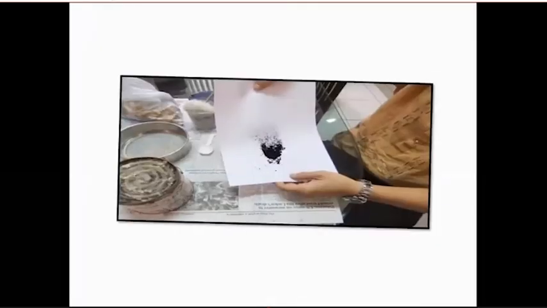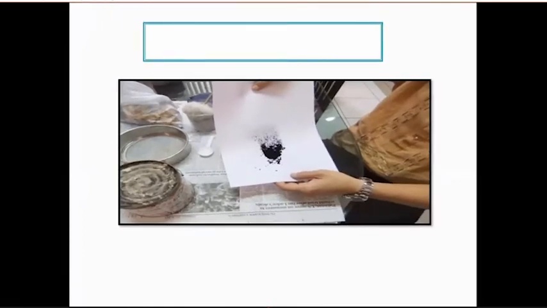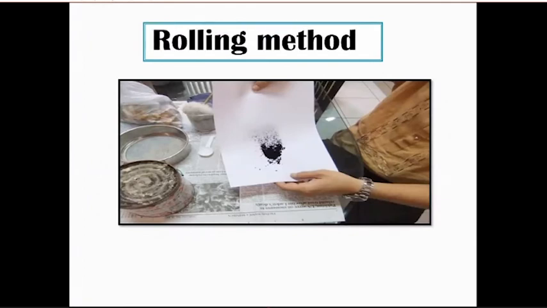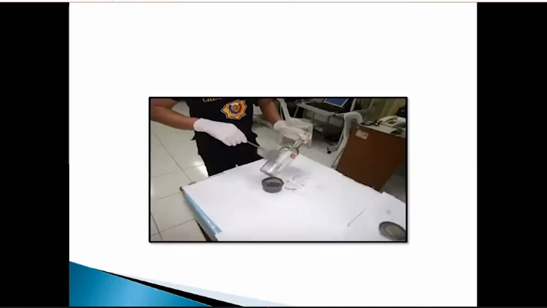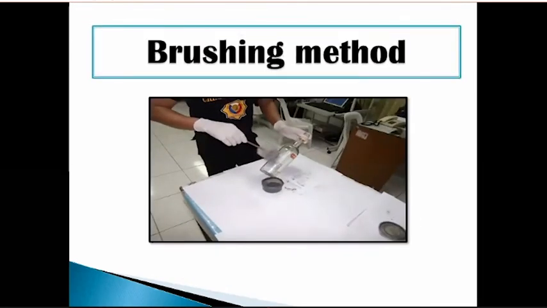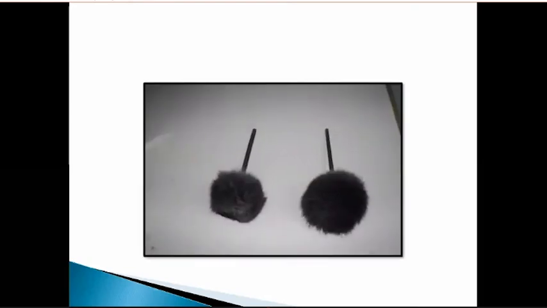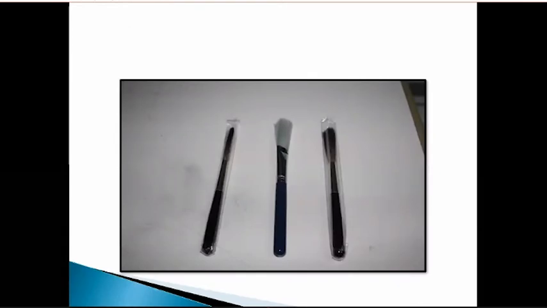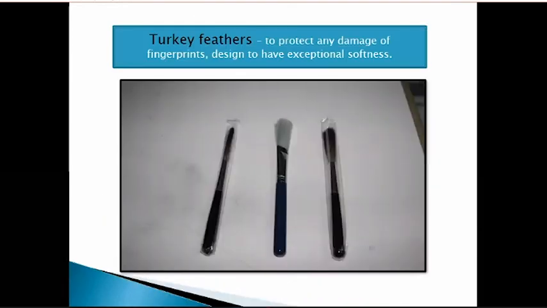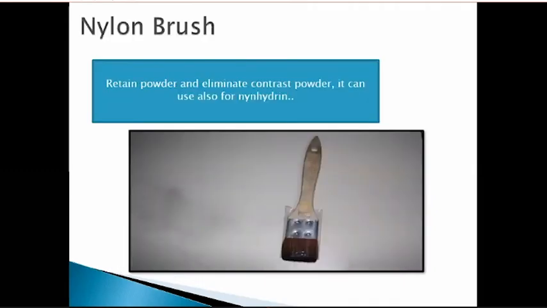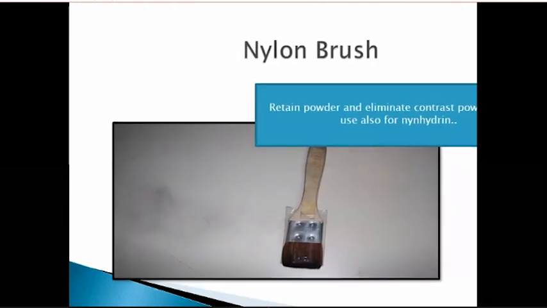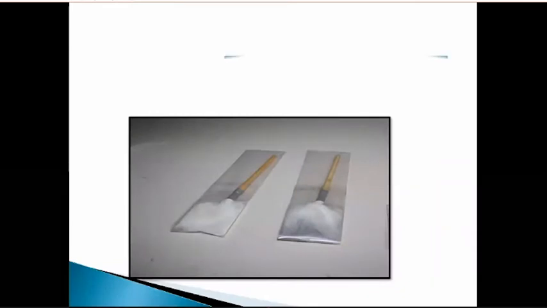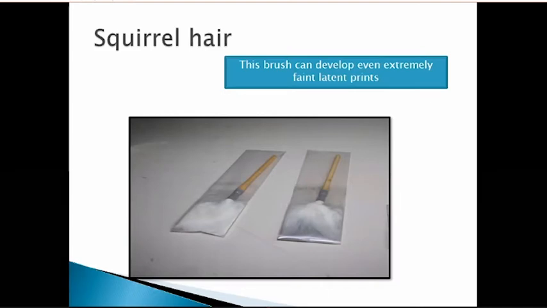We have types of physical method. Ito yung tinatawag nating rolling methods. Diba? So, yan, nilalagay sa paper. Kung dyaryo o kaya sa pera, nilalagyan ng powder, tapos inaalog-alog. This is the so-called brushing method by means of brush and powder. Yan. We have the kinds of brush. Yan yung tinatawag natin na rabbit chick brush. Diba? Ito naman yung turkey feathers. May kanya-kanyang brush. Nylon brush. Diba? Yan. So, meron naman tayong tinatawag na squirrel hair brush. Yan ang mga ginagamit natin.